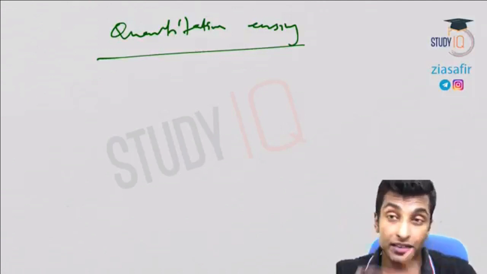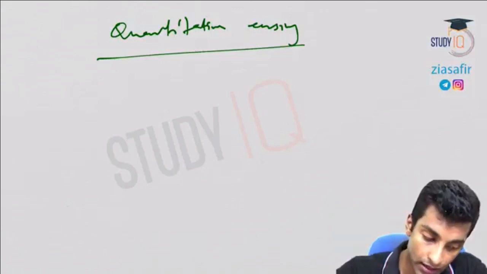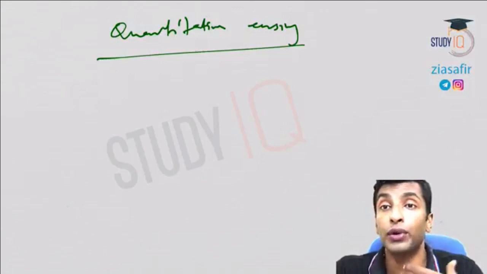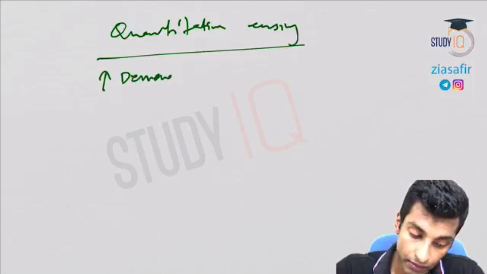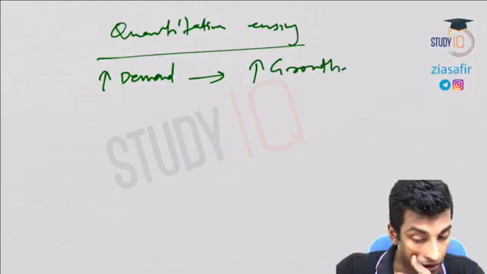So it is done by the central bank of that country, the Federal Reserve in US. So why is it done? It is done basically to increase demand. Why increasing demand? Because an increase in growth will be there.